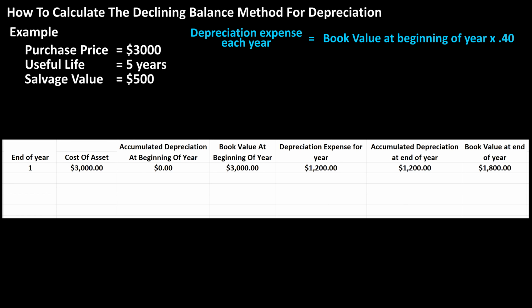Now for end of year 2. For column 2, again, this is the $3,000 original cost of the asset. The accumulated depreciation at the beginning of year 2 is the same as the accumulated depreciation at the end of year 1, which is $1,200.